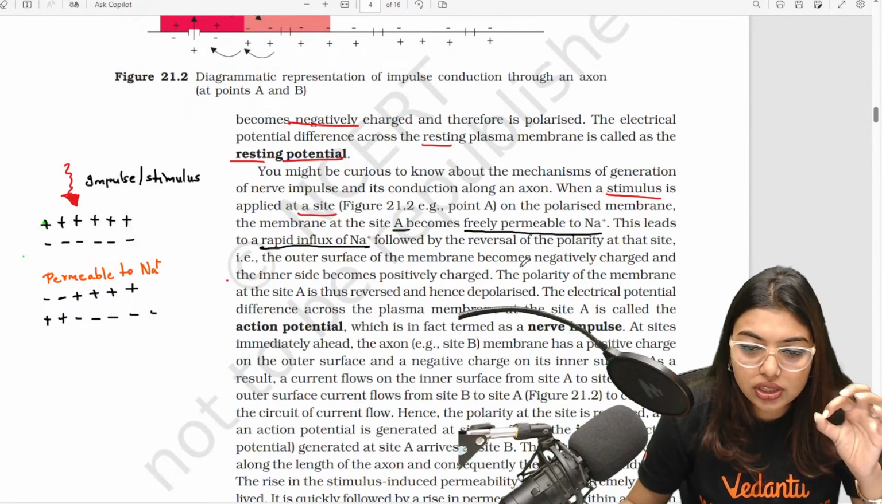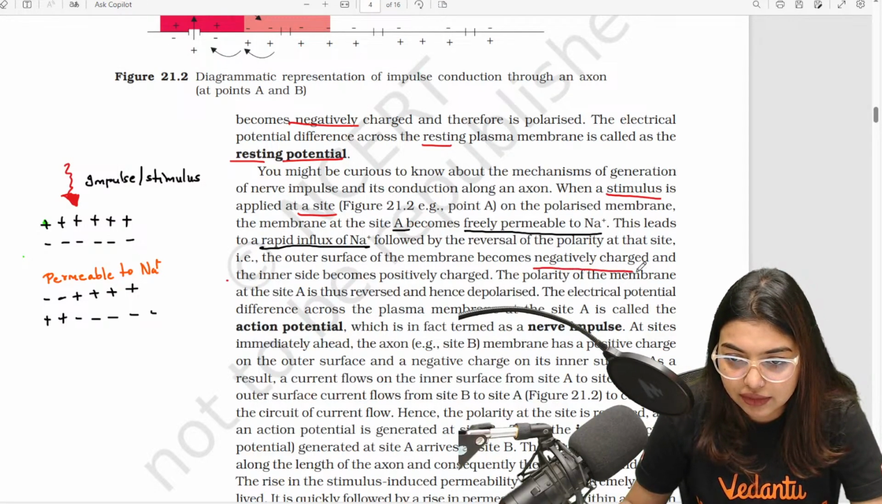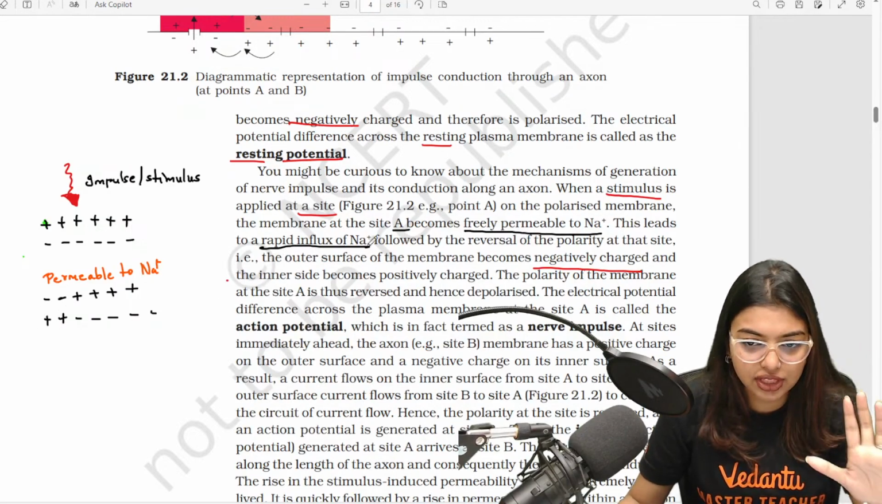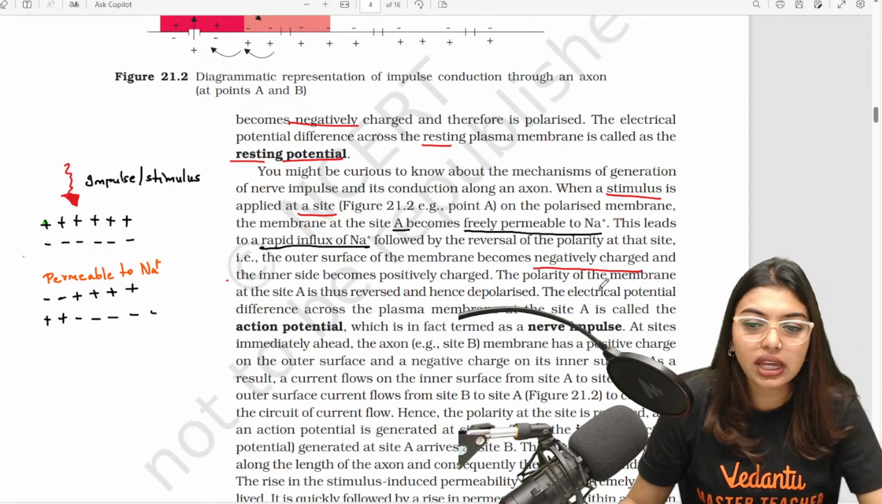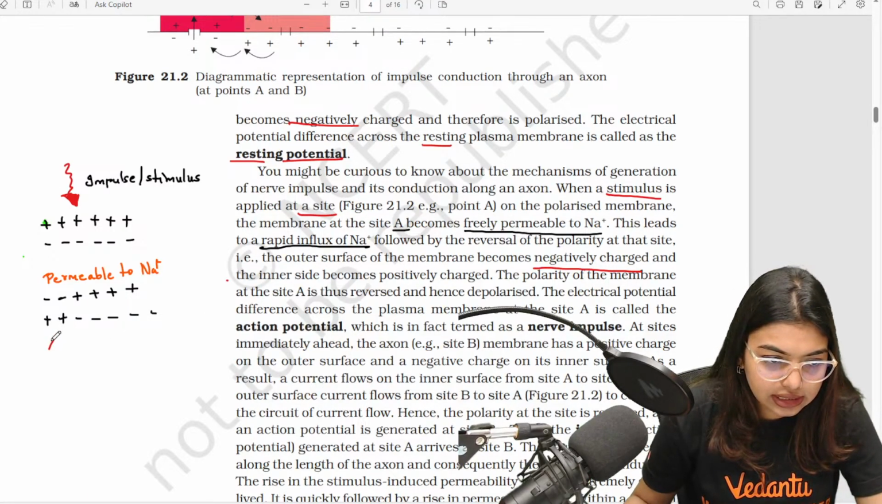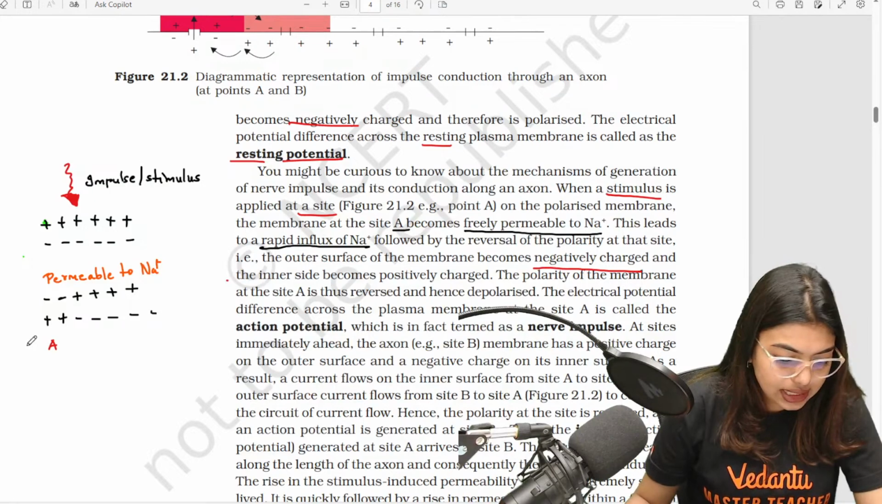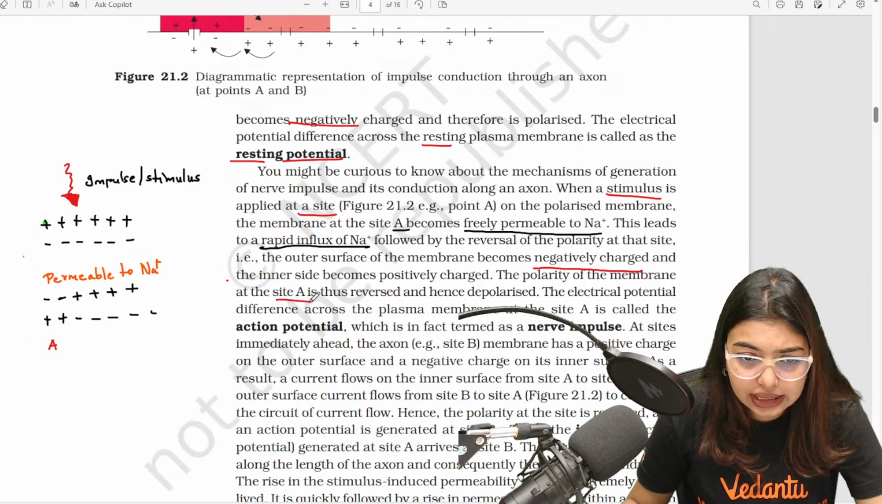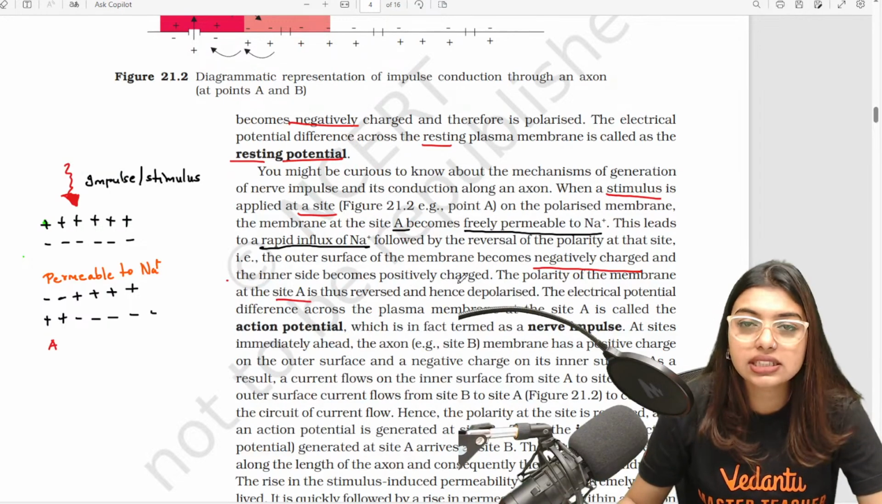Now, the outer surface of the membrane becomes negatively charged. See, outer surface became negatively charged and the inner side became positively charged. So far we are following. The polarity of the membrane at site A. Now, let's say this is site A. The polarity of the membrane at site A is thus reversed and hence depolarized.